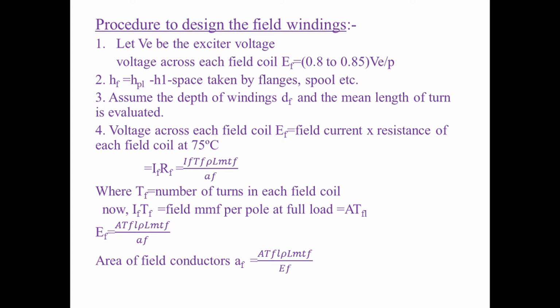So from that, EF is the field current into resistance of each field coil, correct? So IF into RF. So EF is nothing but ATFL into rho into LMTF divided by AF, since IF into TF is ATFL. So that is equal to EF. So the area of the field conductor AF we can calculate as ATFL into rho into LMTF divided by EF. So the area of a field conductor we can calculate from this equation.